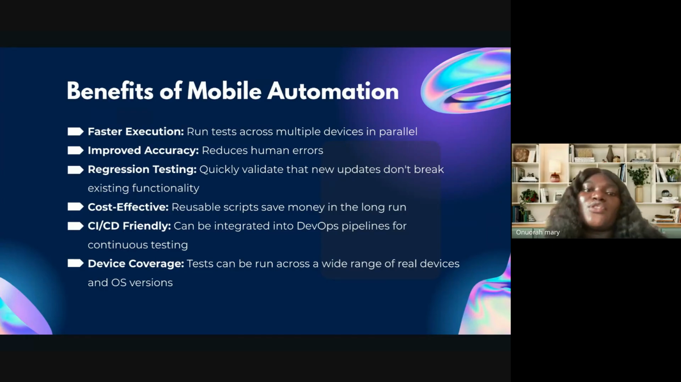Then the next thing is device coverage. So with automated tests, you can have maximum test coverage when it comes to devices, different devices, compatibility testing, you testing on several devices, and then operating system versions.